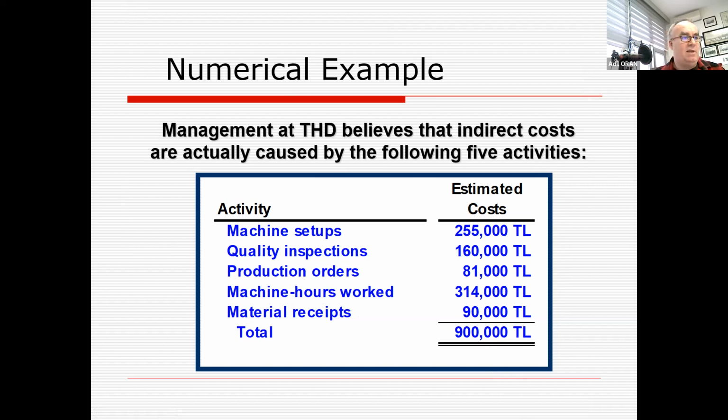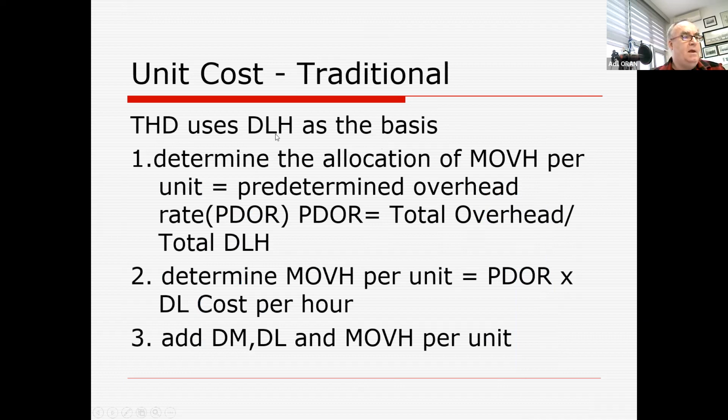Let's take a closer look at this. Traditionally, they use direct labor hours to assign all of the costs. So first they need to determine manufacturing overhead per unit. To do this, they use the predetermined overhead rate, PDOR, which is equal to the total overhead that you expect to have divided by direct labor hours. So we had 900,000 in total overhead expectations, and we divide that by the number of direct labor hours that you expect to have.